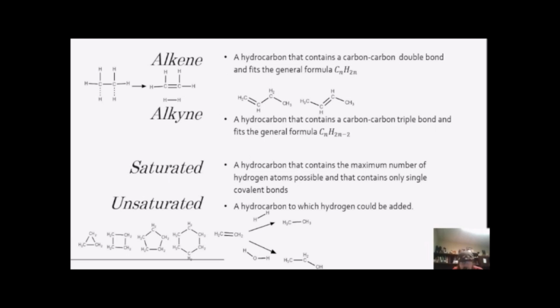In fact, it's very easy to add various groups to these. By mixing hydrogen and a catalyst, you can turn this ethene into an ethane. But with a little bit of acid in water, you could also turn ethene into ethanol. That we can add groups to that very easily because of the unsaturation.